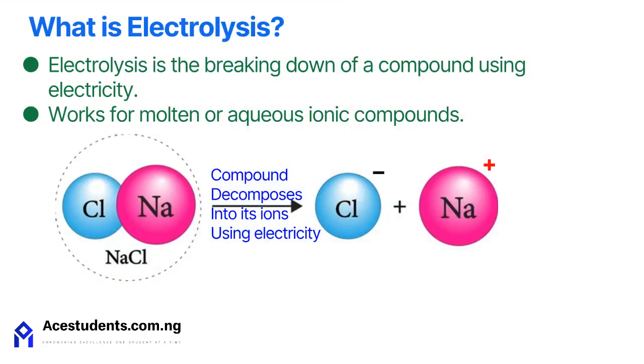Electrolysis is the process where an electric current breaks down a compound. This only works for molten ionic compounds or aqueous ionic solutions. Always remember that covalent compounds cannot conduct electricity, and so they do not undergo electrolysis.